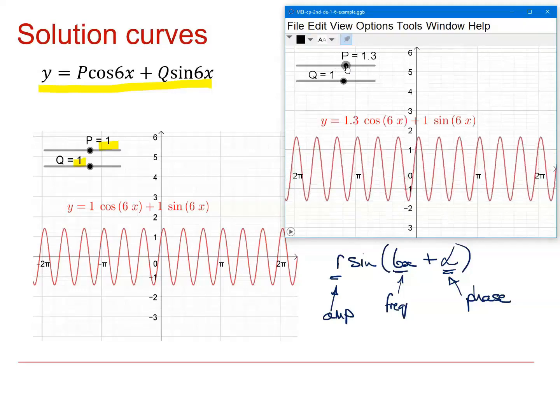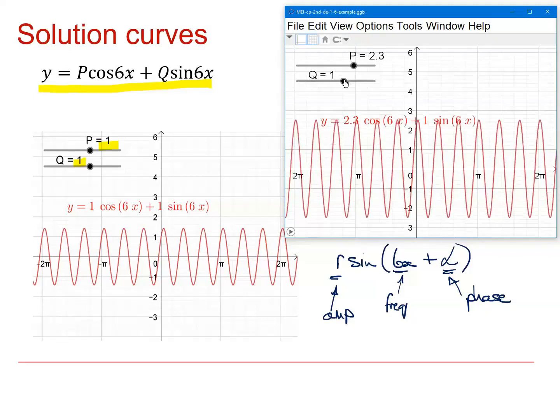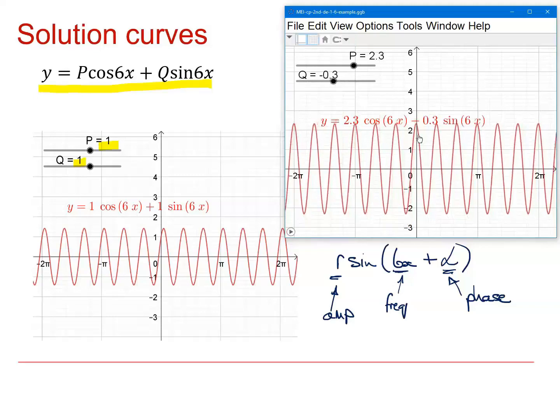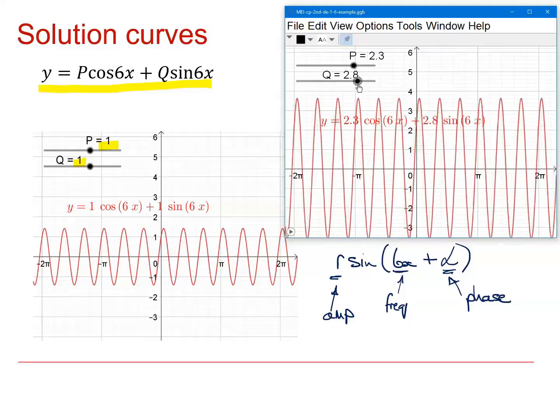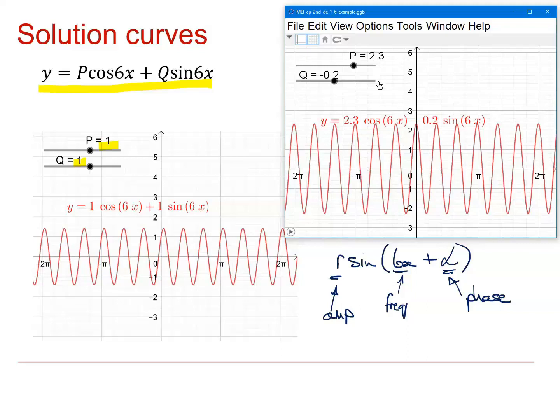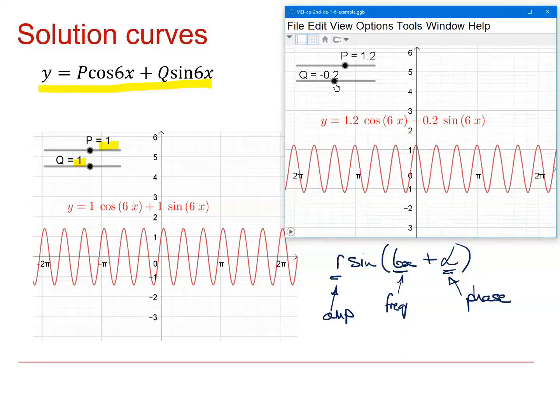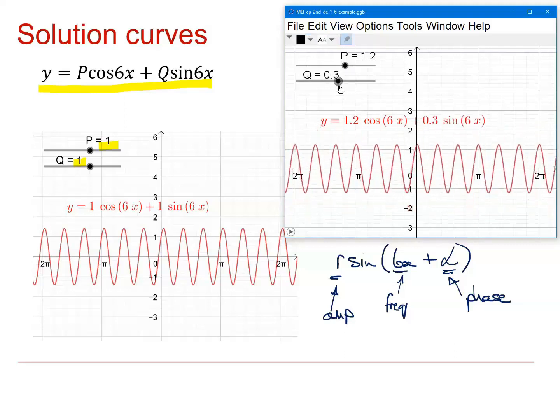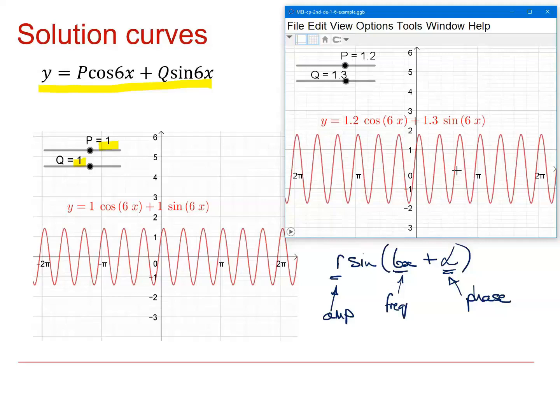Starts at 0, 0 and executes a classic sine wave 6 times over 0 to 2 pi. And as I start to alter P and Q, you'll notice two things change. Firstly, the amplitude of the motion changes. So it gets bigger or smaller depending on the absolute sizes of P and Q. And also you'll notice that the wave is being translated either to the left or to the right along the graph as that happens. And this is always a sine type curve with a 6x in it. So it's always oscillating 6 times.